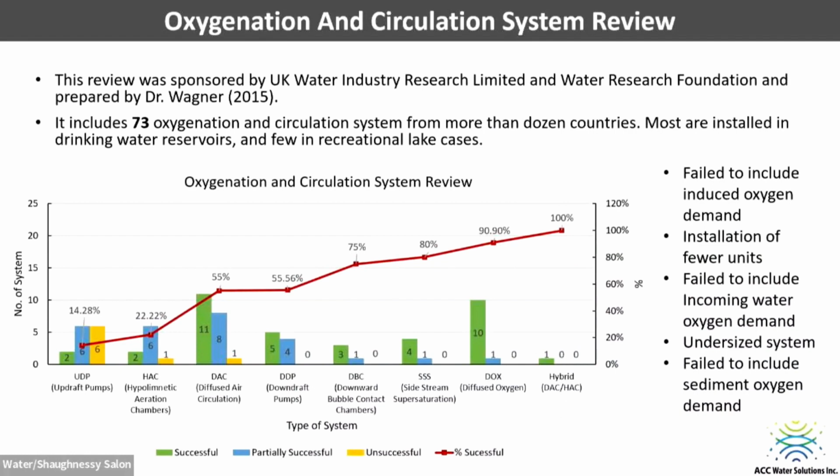This is another graph that I made from that study that I mentioned. It was done in 2015, funded by UK Water Industry Research and the Water Research Foundation. It includes 73 oxygenation and circulation systems from more than a dozen countries: US, Canada, India, China, Australia, New Zealand, all around the world. They are mostly installed in drinking water reservoirs, but also in some recreational lakes. So if we look at the system, do you want to do it?